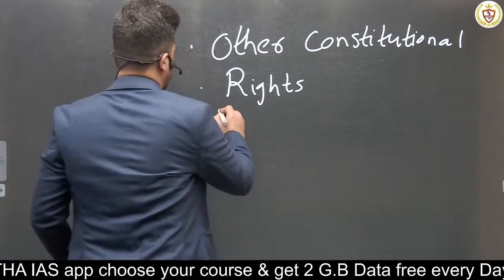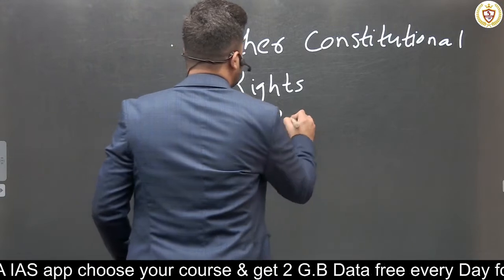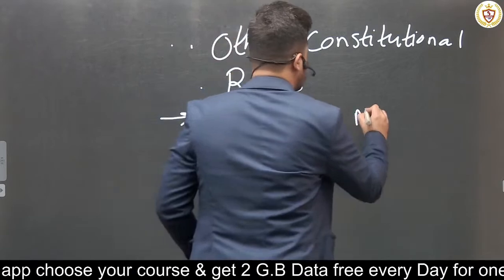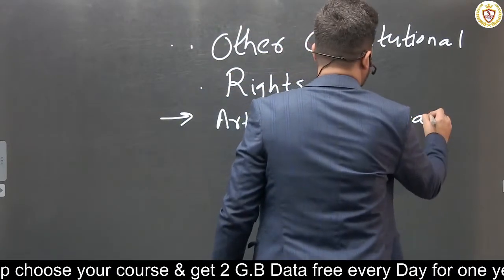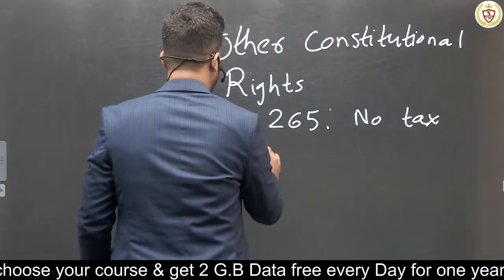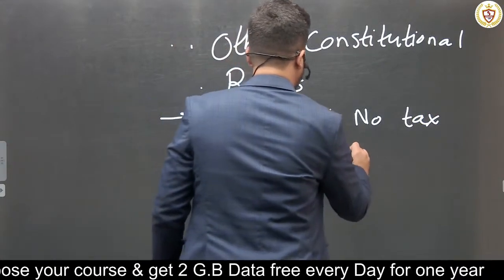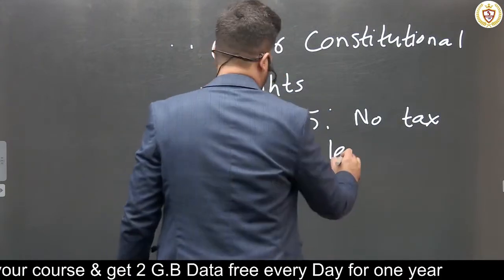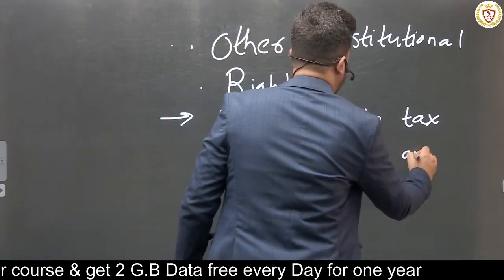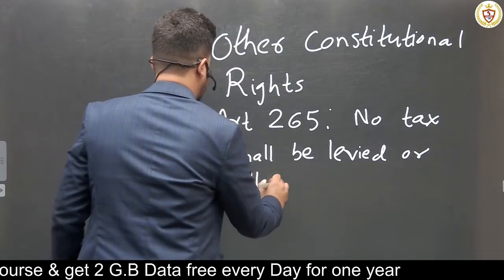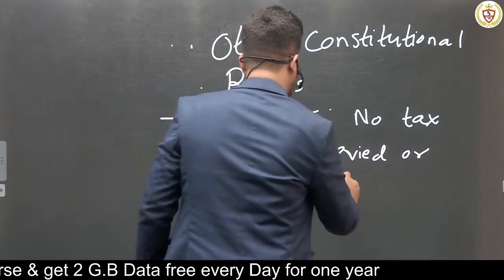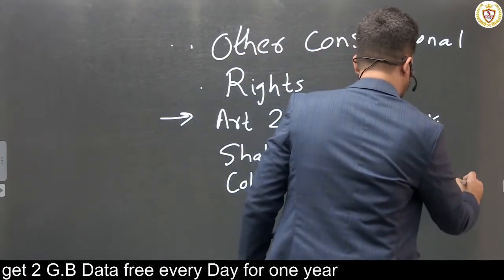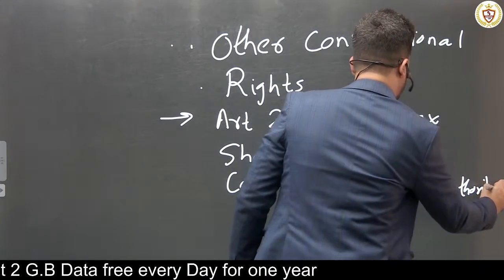Okay? So let me give you examples of other constitutional rights. First, the right under Article 265. It states that no tax shall be levied or collected except by authority of law, or under authority of law, one and the same.